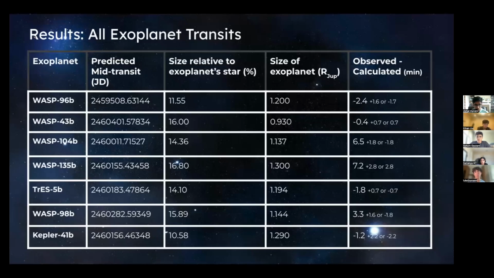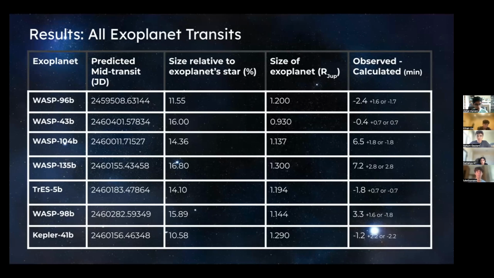So in looking at the overview of all of our exoplanets, we can see that we have a small sample size of only 7 exoplanets, so we can't really conclude much. However, there are some things to note from this data. For one, WASP 96b has the earliest mid-transit time, so we can see it dip in brightness first. And in looking at the exoplanet size, these exoplanets are similar to or greater than the size of Jupiter, as you can see in the size of exoplanet column.